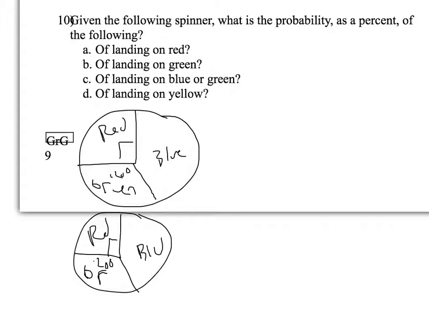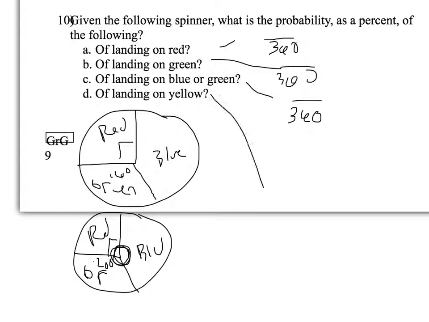Now, how many total degrees are in one circle? Well, there's 360. So, for the first one, we're thinking something over 360. The second one, something over 360. The third one, something over 360. And the fourth one, something over 360. And we'll find these as a percentage afterwards.